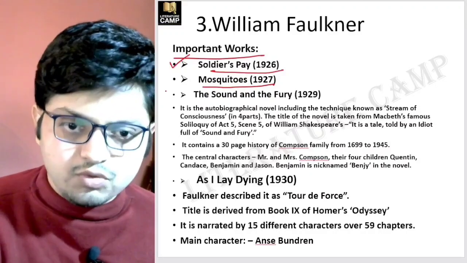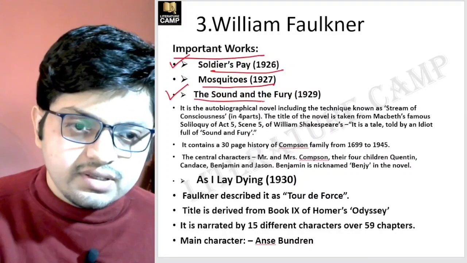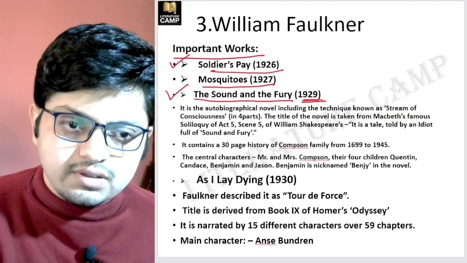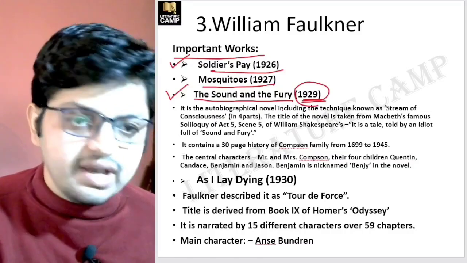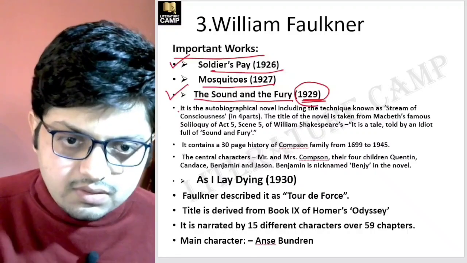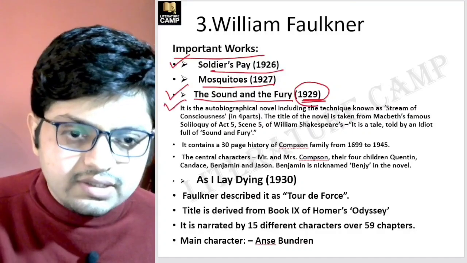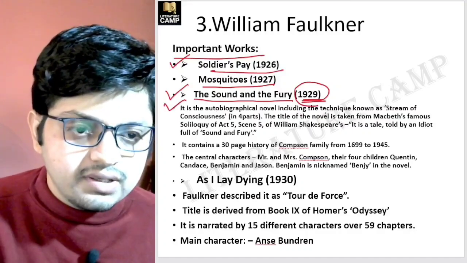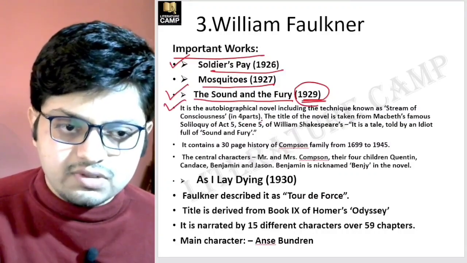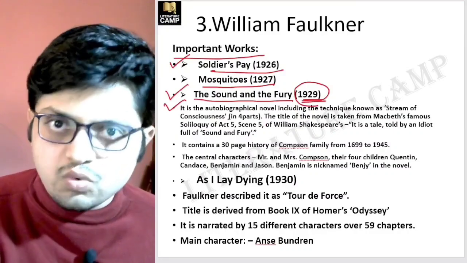Next work, and a very important work written by William Faulkner, is The Sound and the Fury, published in 1929. Now, we need to know some information about this work. It is an autobiographical novel including a technique known as stream of consciousness in 4 parts. So this technique, stream of consciousness, is also used in this novel.